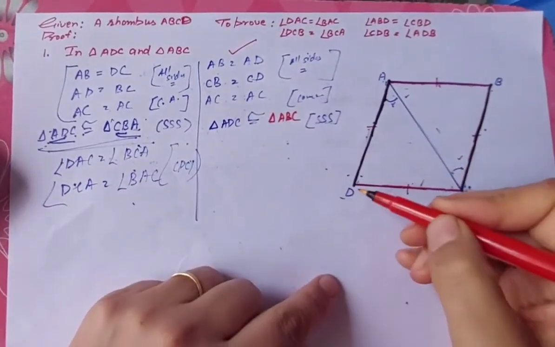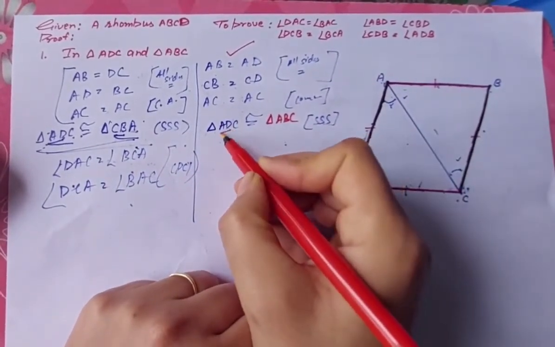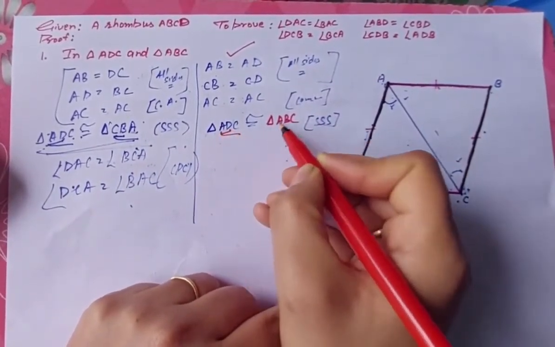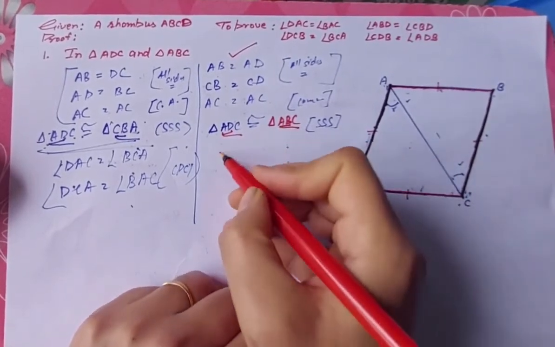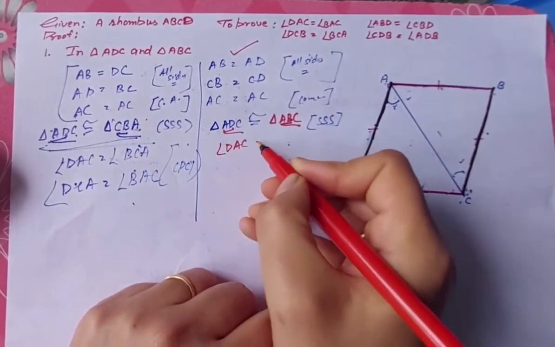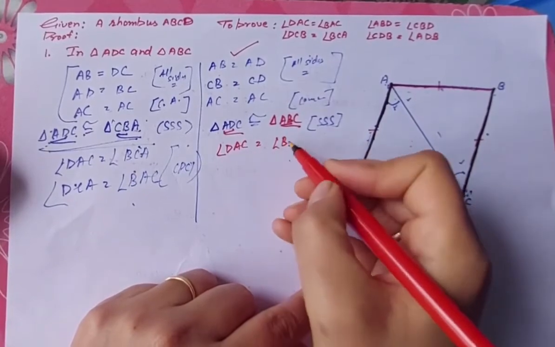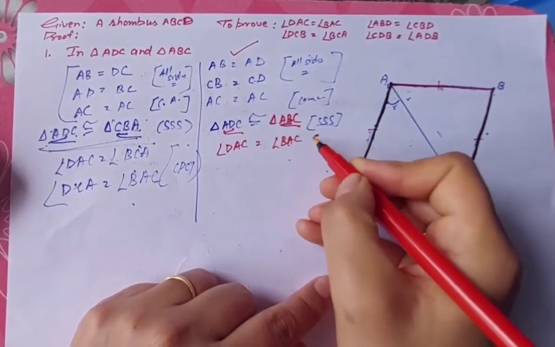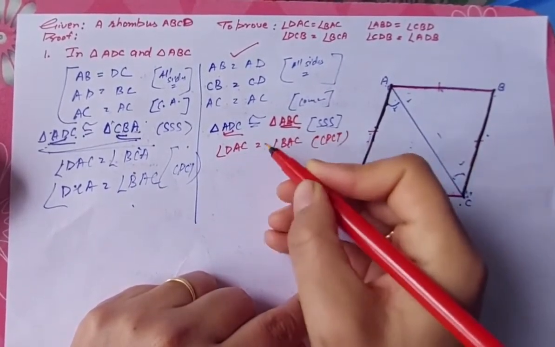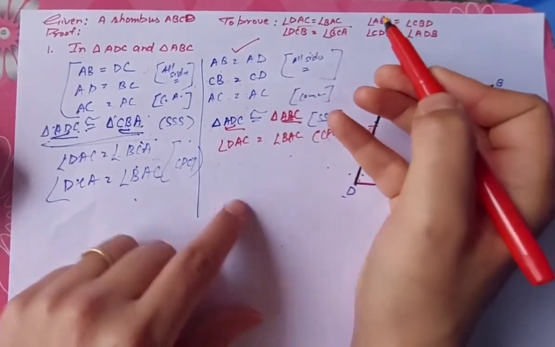And now see your angle DAC. So DAC, from here to here, is equal to BAC. So angle DAC is equal to angle BAC, by CPCT. And this is what we need.